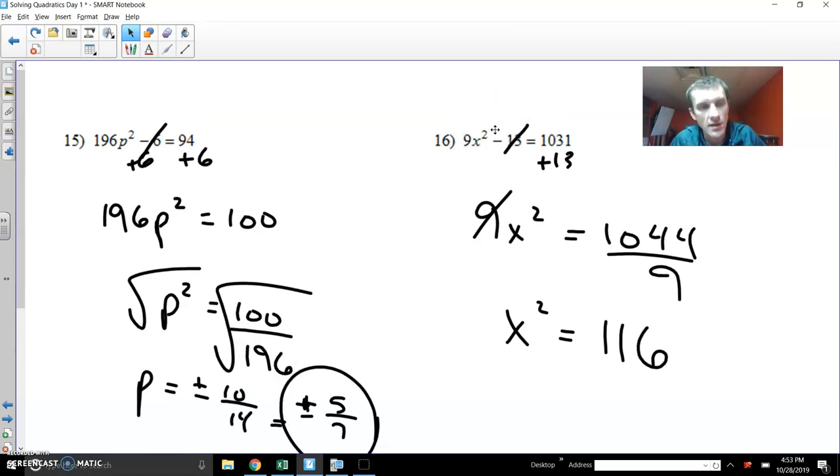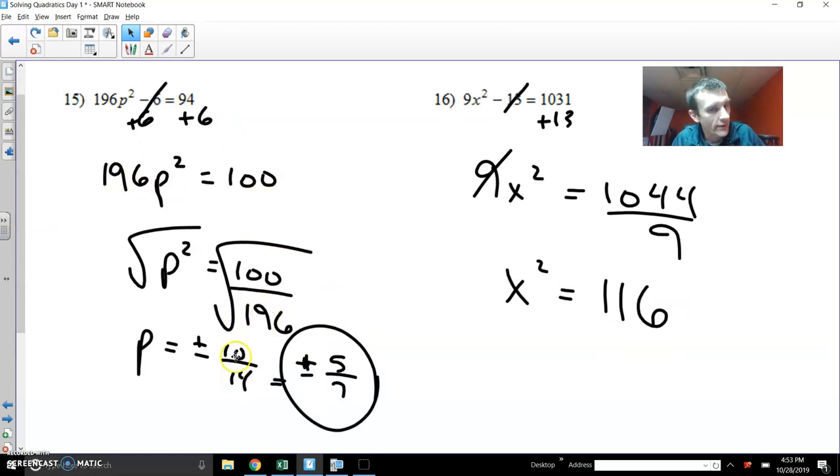Here's two more. Started by adding 6 over to get 94. That makes 100, divided by 196. These are two perfect squares. When you square root that, you get 10 over 14. And that simplifies to 5 over 7.